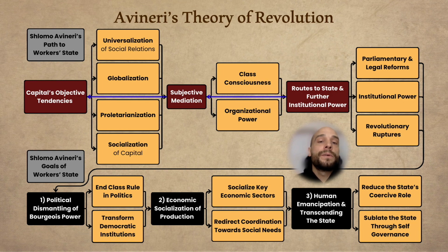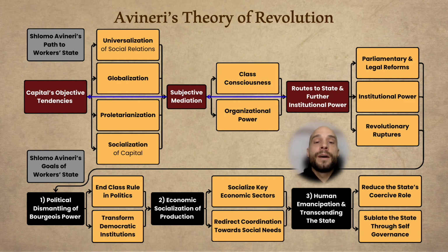First, the political dismantling of bourgeois class power. This does not abolish democracy, it transforms it. Capital's grip over the state is broken. Institutions are restructured, and universal suffrage is made real rather than merely formal. This is Aufhebung at the political level, preserving democratic forms while abolishing class domination.